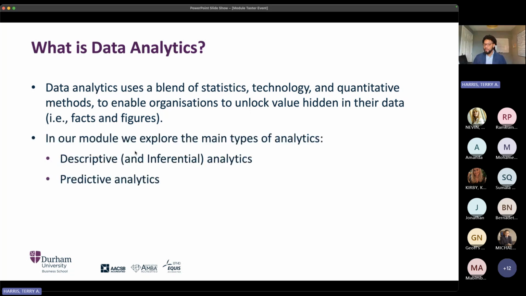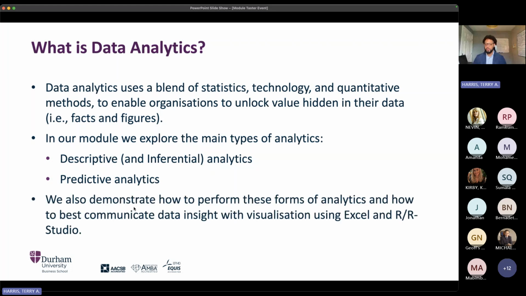In our module, we'll explore the main themes of analytics. These involve descriptive and inferential analytics, and also predictive analytics. Also in our module, we'll demonstrate how to perform these forms of analytics using Excel and RStudio. So you get hands-on technical skills in how to create various descriptive statistics and descriptive analytics, predictive analytics, so different types of regression models and so on, using Excel and also using the programming language R and RStudio. We'll also discuss how to create visualizations in our module, so how to create dashboards and different types of visualizations that can help you to communicate key insights about the data to decision makers.